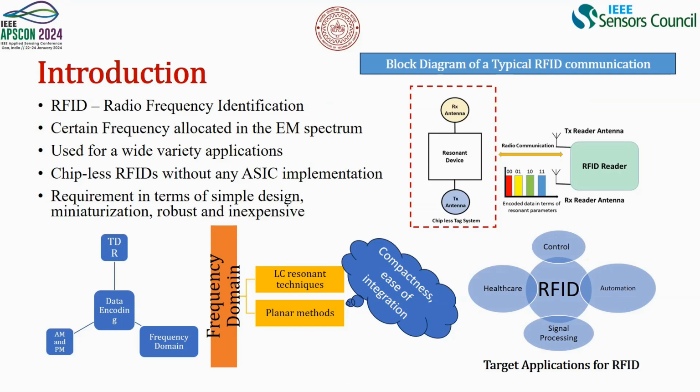Now, data encoding using chipless RFIDs follows the basic concepts of TDR, time domain reflectometry, amplitude and phase modulation using backscatter phenomenon, or frequency domain, which is one of the most popular. Now, frequency domain can be categorized into LC resonant techniques, which are very narrow band and accurate resonant techniques, and they have their forms in terms of metamaterial inspired resonance structures like split ring resonator, which we commonly call SRR, or complementary split ring resonator, CSRR, spur line resonator, C-type resonator, open slot resonators, and so on.